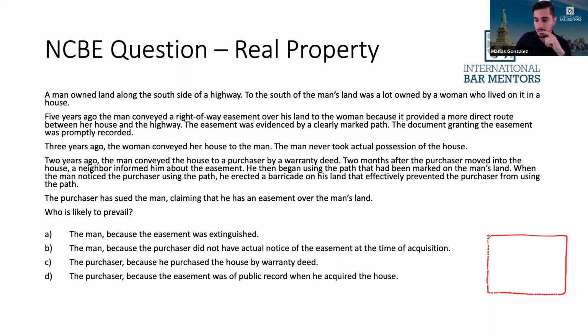Bear with me. Okay, so here we have the highway. We know that the man, his land is to the south, right? The south of the highway. So let's just do a quick compass here, right? So we have east, west, north, south, right? Okay, so we know that he owns property to the south of the highway. So this is the man right here, right?